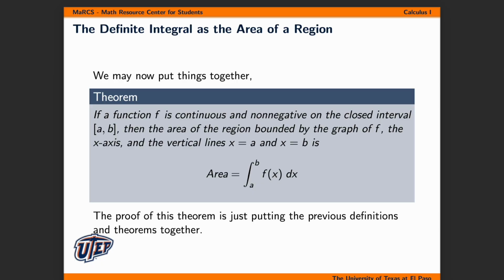So now we can put things together. If a function f is continuous and non-negative on the closed interval from a to b, then the area of the region bounded by the graph of f, the x-axis, and the vertical lines x equals a and x equals b, is given by the definite integral from a to b of our function f of x with respect to x. So we just take the integral from a to b of our function with respect to x, and that is our area. So the proof of this theorem is just putting the previous definitions and theorems together.